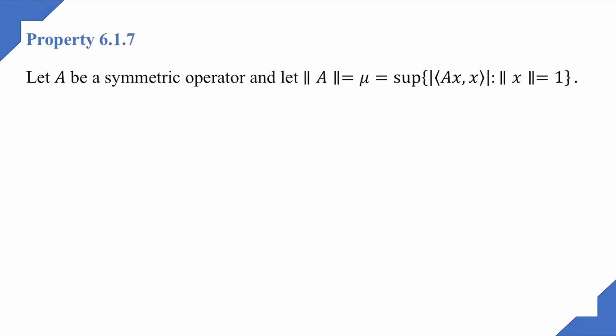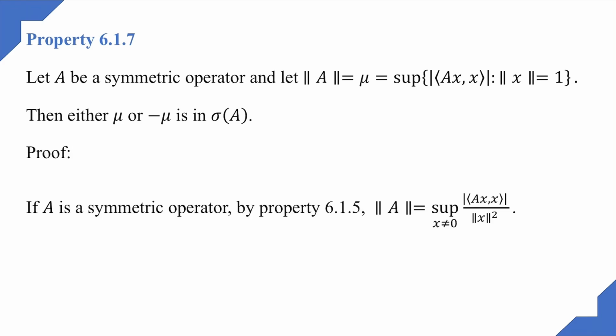Now, one more property is there. This property tells us: let A be a symmetric operator and let norm of A be equal to mu, which is equal to the supremum of the set of all absolute values of inner product ⟨Ax, x⟩ where norm of x is equal to 1. So among all vectors with norm 1, we evaluate the absolute value of ⟨Ax, x⟩; its supremum is mu, and it is the same as the norm of A. Then either mu or minus mu is in the spectrum of A. This is what we have to prove: mu or minus mu will be in the spectrum of A.